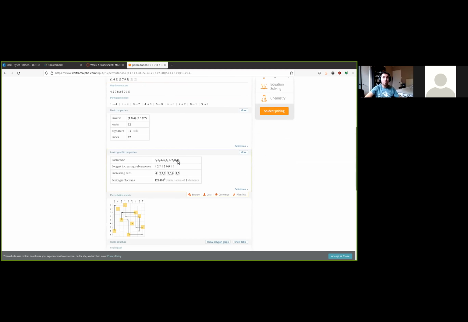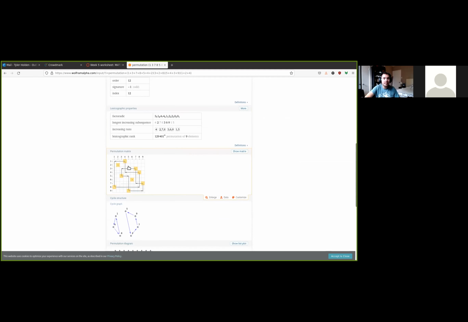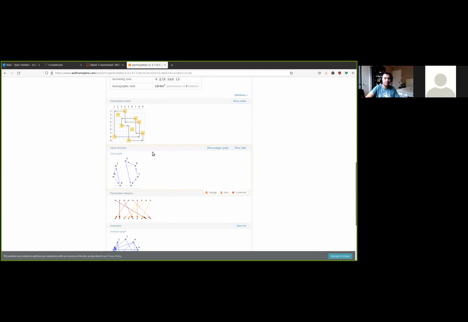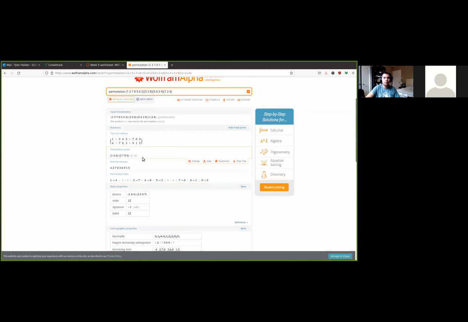Actually, I don't know. Oh, it shows the longest sequence. Here's a cool thing. I like this little map here. I think that's kind of cool. It shows you how it actually works. All sorts of cool stuff down here. So yeah, you can plug that in.